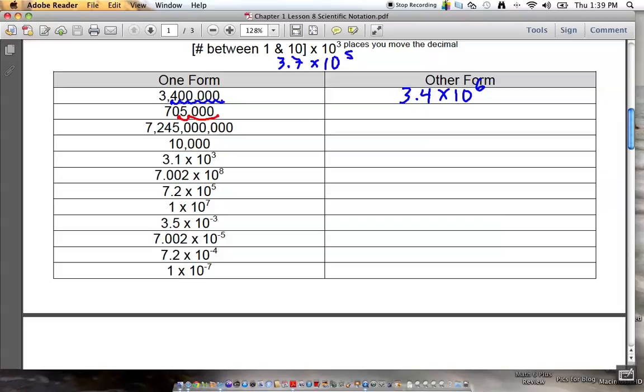Move one more place. That's 70.5. Is that between 1 and 10? No. I'll move one more place. That is 7.05 times 10 to the. Now, how many places did I move the decimal? 5. That's right. So that's the answer: 7.05 times 10 to the 5th. You try the next one.